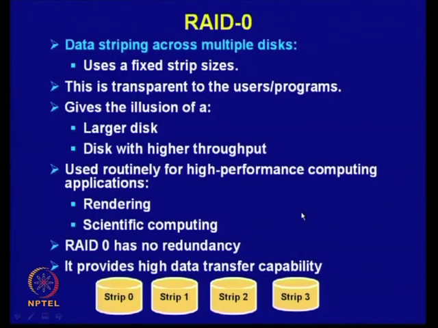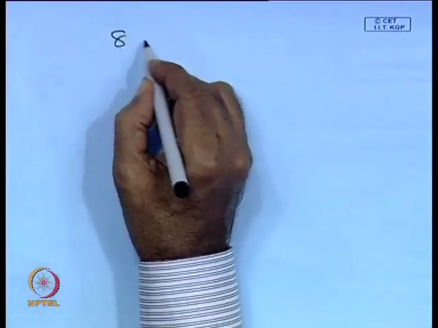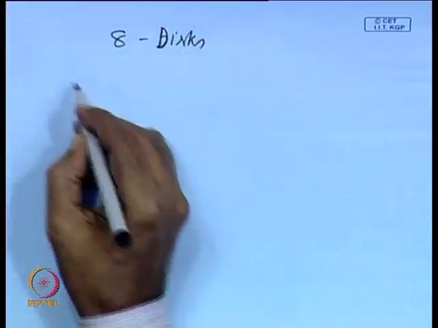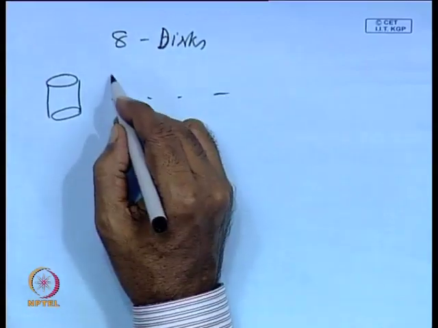As I mentioned, there are 6 different RAID levels. The first one is known as RAID 0. Although we are using the terminology redundant, as we shall see, in the case of RAID level 0, there is no redundancy. The main thing that is being done in RAID level 0 is data striping across multiple disks. It uses fixed strip sizes, and this is transparent to the users or programs. Say suppose you have got 8 disks. So, this is one disk, and in this way you can have 8 disks.